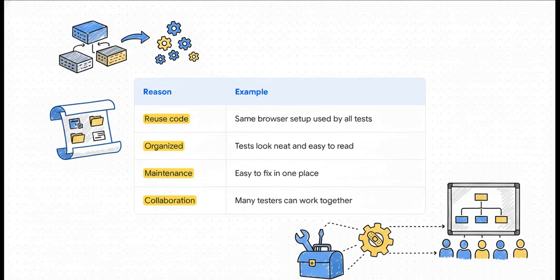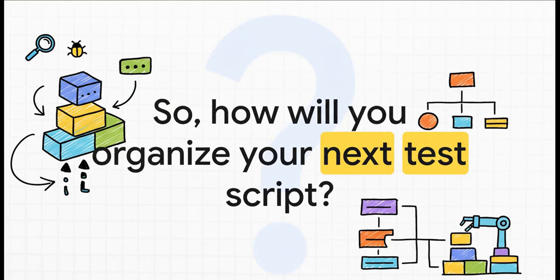If something changes on the website, you only have to fix it in one spot. And finally, it makes it so much easier for a whole team of testers to work together on the same project. You know, at the end of the day, OOP isn't just some technical thing you have to learn. It's a way of thinking that just leads to cleaner, more efficient, and way more powerful automation. So I'll leave you with this question. How are you going to use these ideas to make your next test script better?